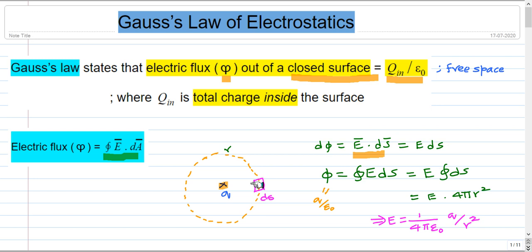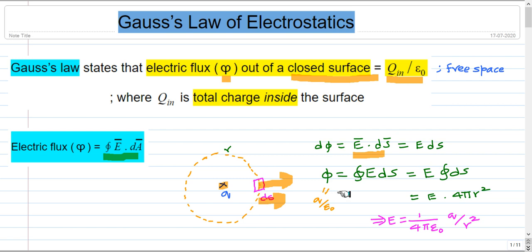The electric field vector at this point is radially outward, and the direction of the elemental area vector is the outward normal, so it's also radially outward. So the angle between the electric field vector and the elemental area vector is 0. So E dot dS is the same as E into dS.